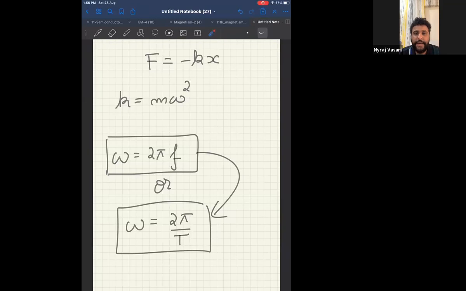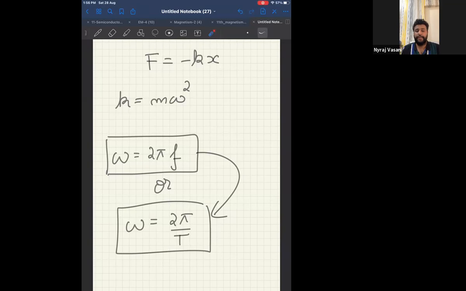Yes, finished. Now we learn 4 formulae today. One is restoring force: F is equal to minus kx, k is equal to m omega square, and omega is equal to 2 pi f or 2 pi by T. Clear, all of you, with this much.